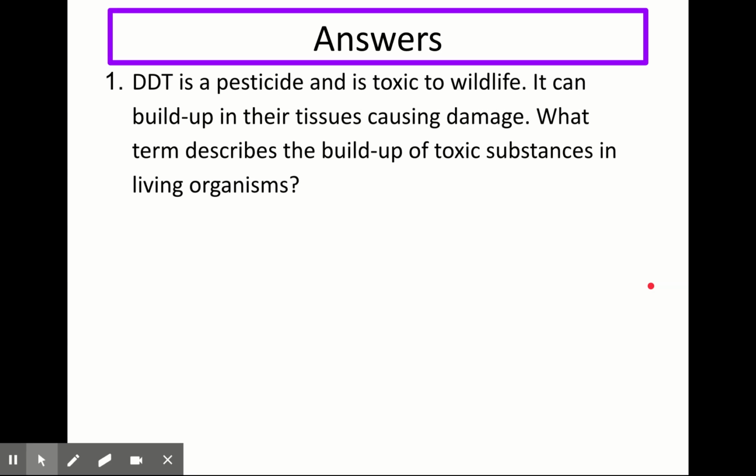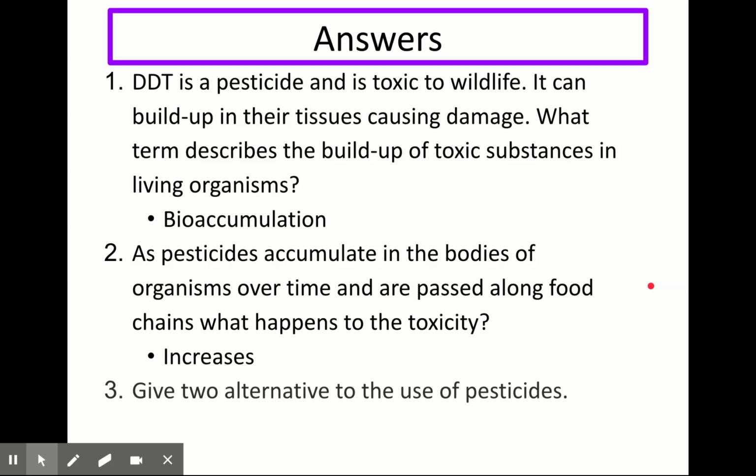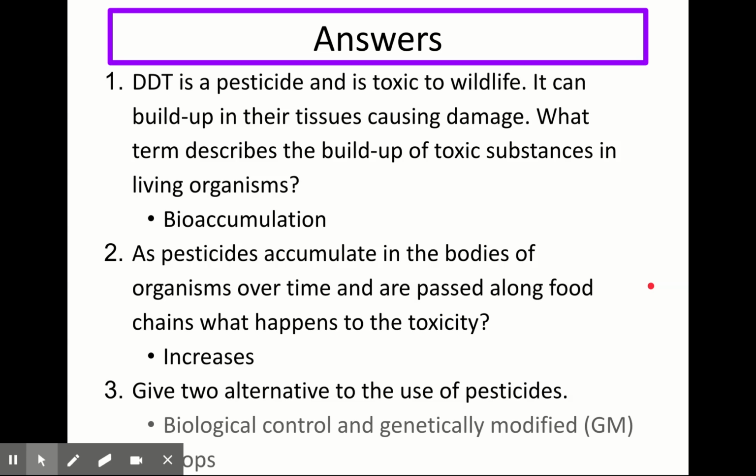So the first question said that DDT is a pesticide and is toxic to wildlife. It can build up in their tissues, causing damage. What term describes the build-up of toxic substances in living organisms? And that is bioaccumulation. Number 2 says, as pesticides accumulate in the bodies of organisms over time and are passed along food chains, what happens to the toxicity? It increases. And number 3 asks you to give 2 alternatives to the use of pesticides. They are biological control and GM crops.